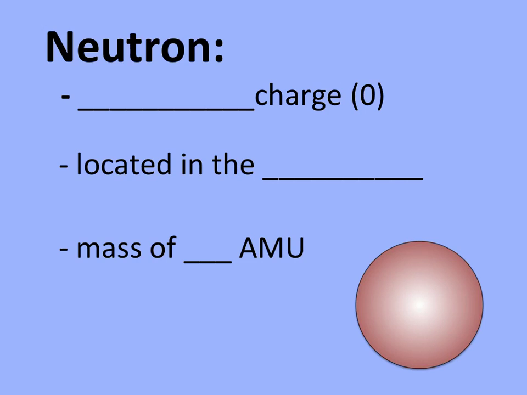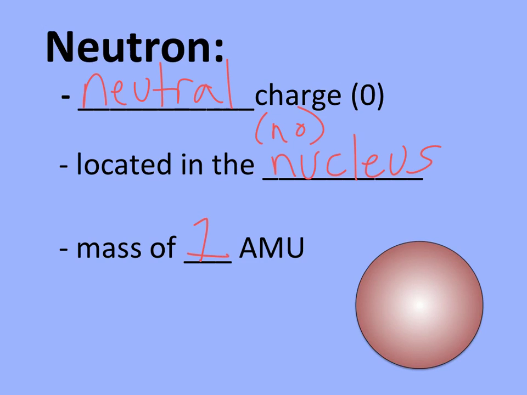The neutron is a neutral charge, meaning that it has no charge. If you're in neutral in your car, you're not going forward, you're not going backward, you're just sitting still. Okay? Neutral has 0 charge, no charge. And it's also located within the nucleus. So it's also in the middle of the atom. And the neutron also has a mass of 1 atomic mass unit, or AMU.